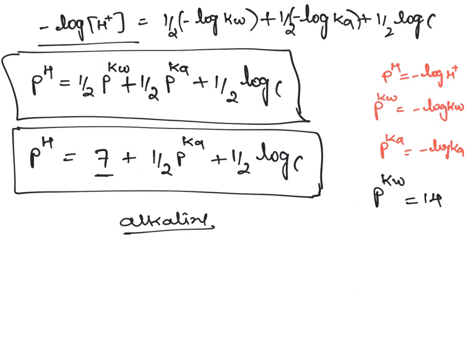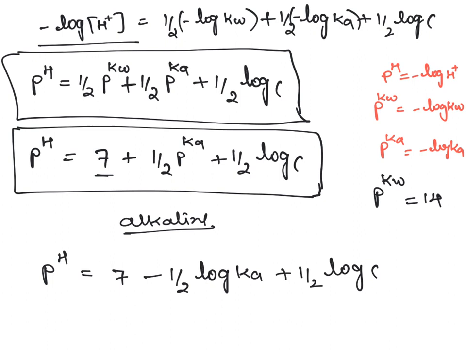While solving the problem, we can use this expression, or sometimes they may give data with respect to the Ka. When they are giving the Ka data, we can use the expression pH equal to 7 minus 1 by 2 log Ka plus 1 by 2 log C. If they are giving data in the problem as pKa, we can substitute in the earlier expression. If they are giving data in Ka terms, you can use this expression to solve the pH problems.